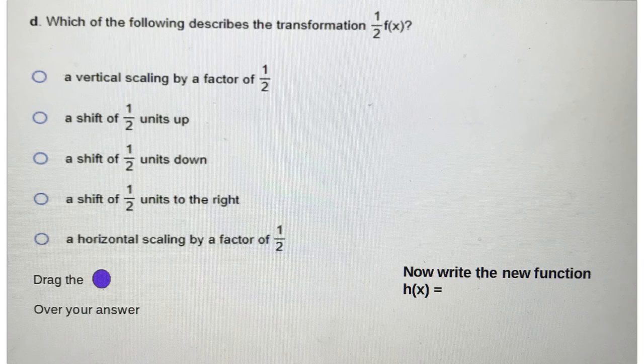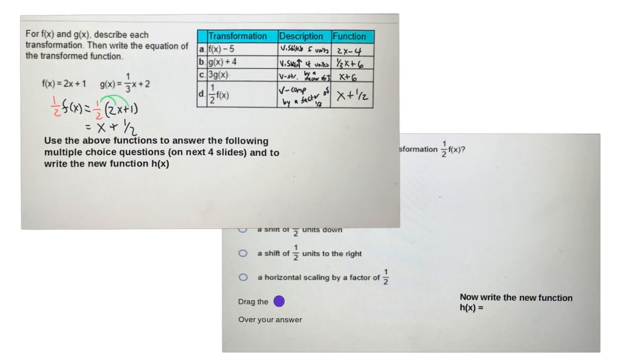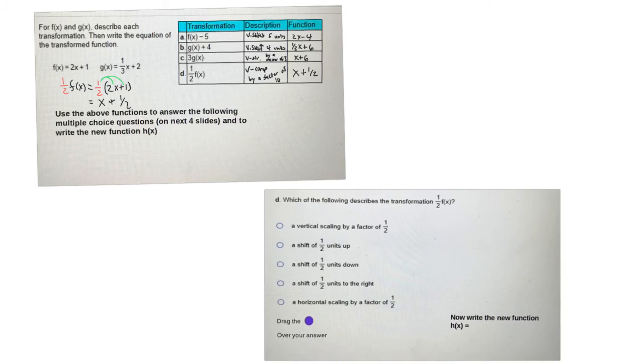Then we have this one right here. Let's bring our little reference guide here. I know this is kind of shaky looking maybe when I move everything. Which of the following describes the transformation of 1/2 f of x? I had referred to it as a vertical compression by a factor of 1/2. Now, the reality is that it's a vertical scaling by a factor of 1/2. So instead of compression or stretch, just replace it with the word scaling. Vertical scaling by a factor of 1/2.